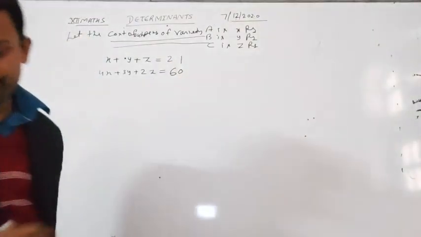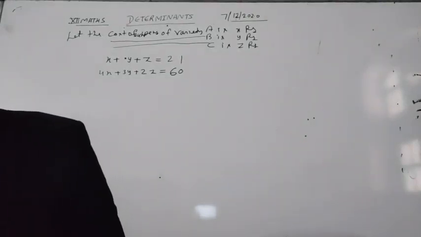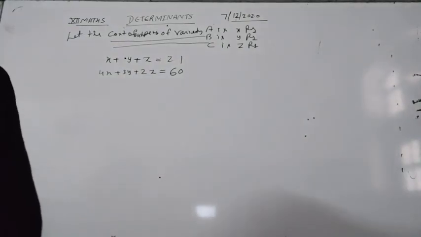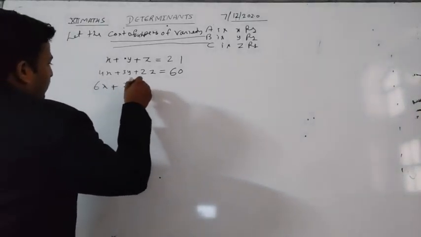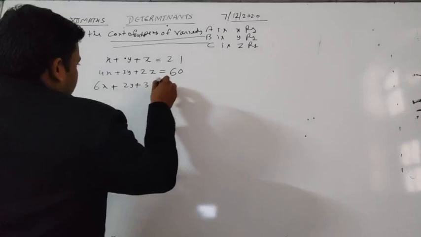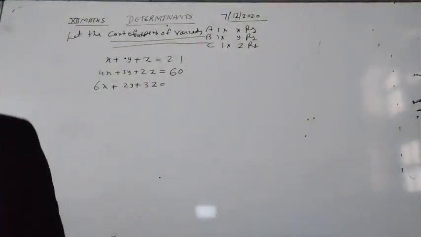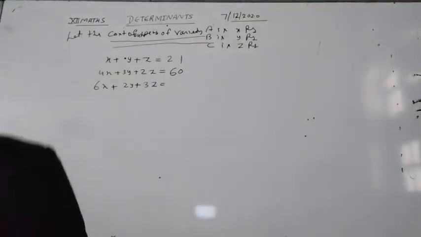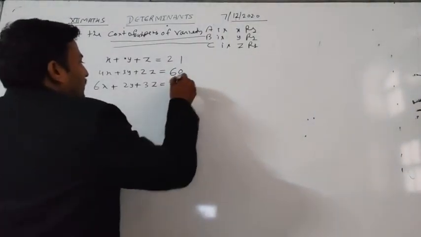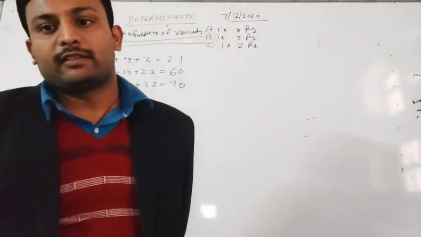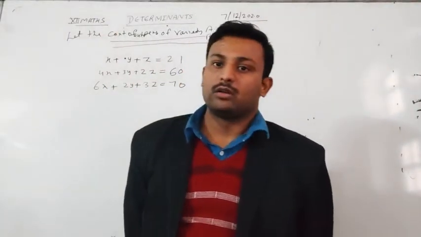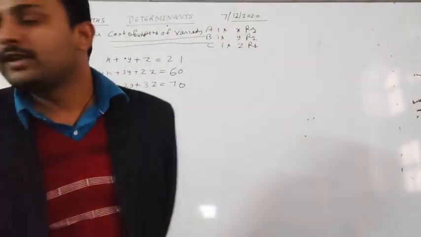And third, Shikha purchased 6 pens of variety A and 2 pens of variety B and 3 pens of variety C. Okay, so 6x plus 2y and 3z is equal to 70 rupees. Okay, so these are 3 equations, and using the matrix method we have to find out the cost of each variety of pen.